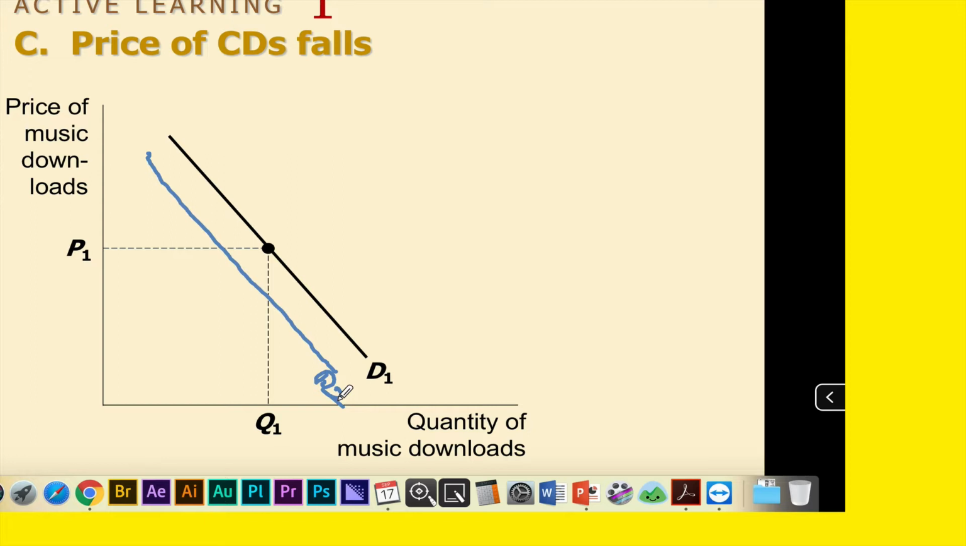As a result of the CD price. Nope. As a result of insert determinant here. The whole determinant. As a result of a change in price of related goods, substitutes. What changed? The demand for music downloads decreases. What do we always add at the end? Yep. That's it.